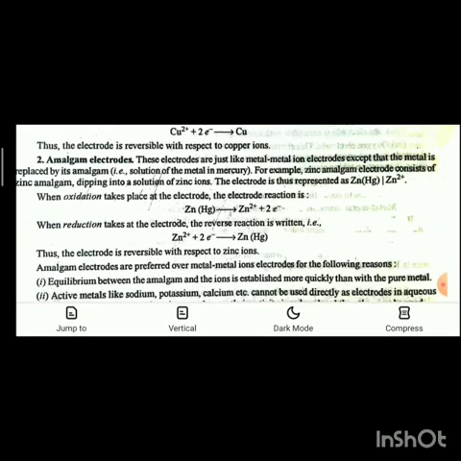Number 2. Amalgam electrodes. These electrodes are just like metal ion electrodes except that the metal is replaced by its amalgam, a solution of the metal in mercury. For example, a zinc amalgam electrode consists of zinc amalgam dipping into a solution of zinc ion. The electrode is thus represented as Zn(Hg) | Zn2+. When oxidation takes place, the reaction is Zn(Hg) to form Zn2+ plus 2 electrons. When reduction takes place, the reverse reaction is written Zn2+ plus 2 electrons to form Zn(Hg). Thus, the electrode is reversible with respect to the zinc ion.